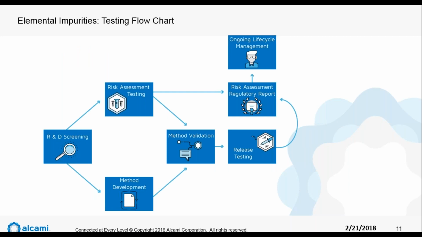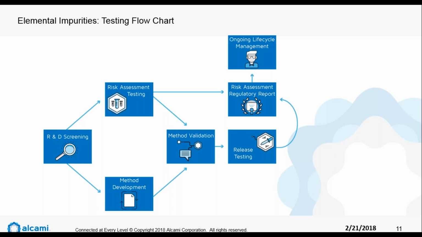So that's kind of the overview of the guidelines and what is needed. What we've got here is just a flow chart to talk about the different options that we have. This is going to shift a little bit more to what Alcami can offer in its timelines, but just a general flow of how the risk assessment or release testing can usually occur.